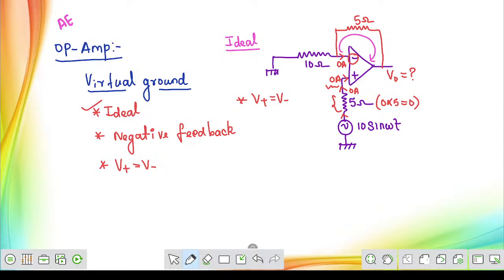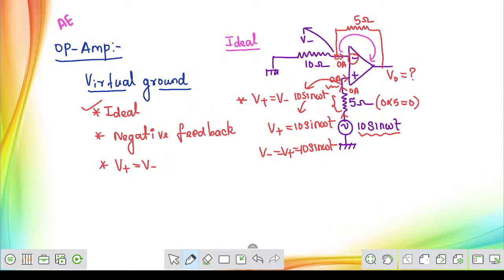How to calculate the value? If there is no voltage drop, then whatever voltage we are giving here, that same voltage will appear here also: 10 sin omega t. So from this, what can we conclude? The voltage available across the non-inverting terminal is 10 sin omega t. The same voltage is reflected across the inverting terminal also. From this we can say V minus and V plus both have a voltage of 10 sin omega t.